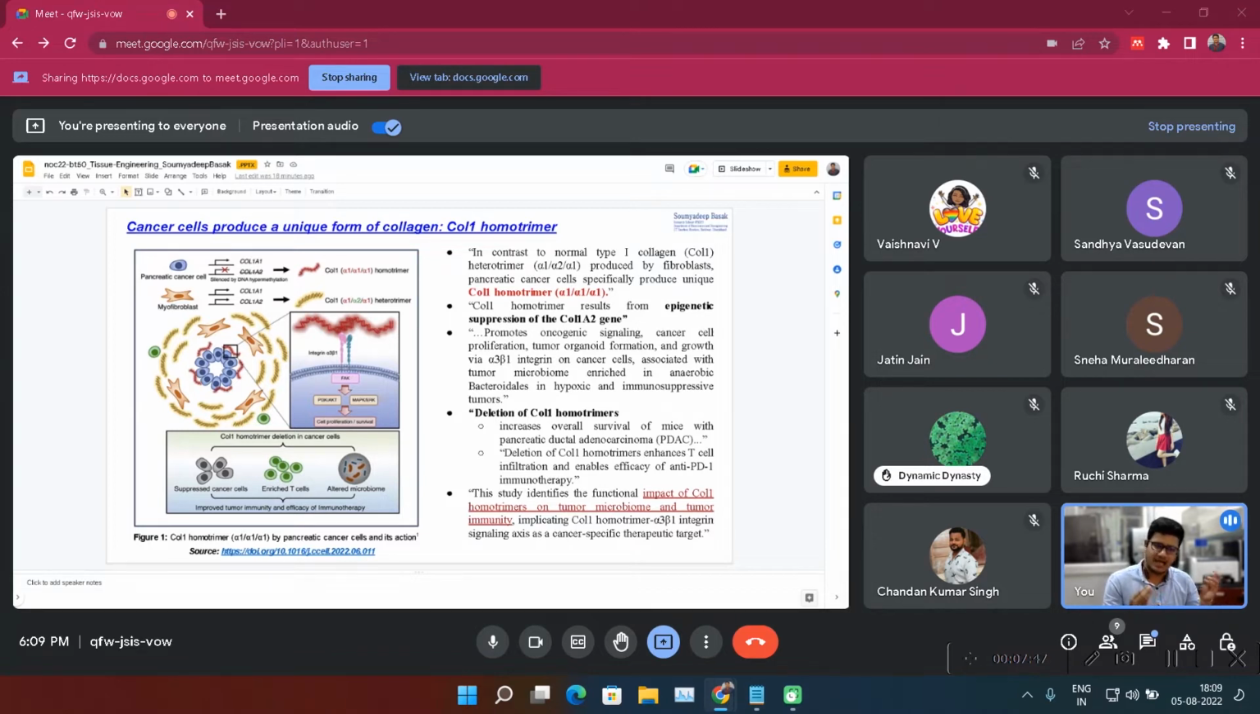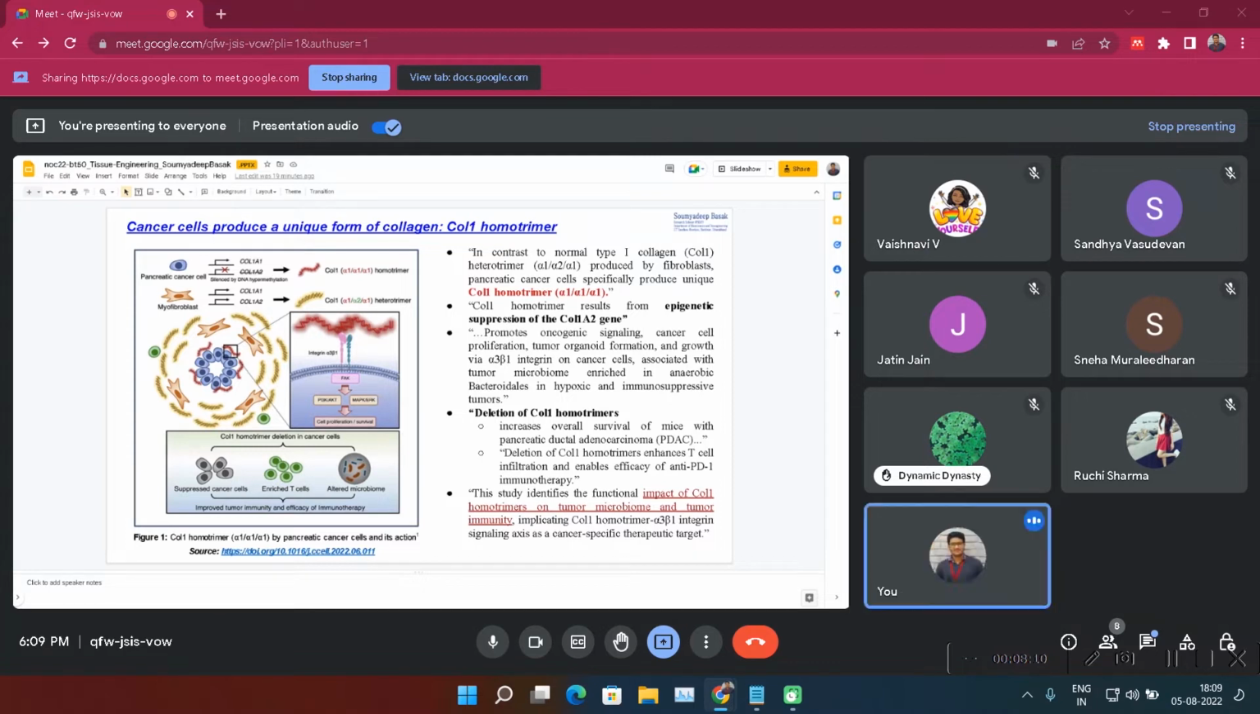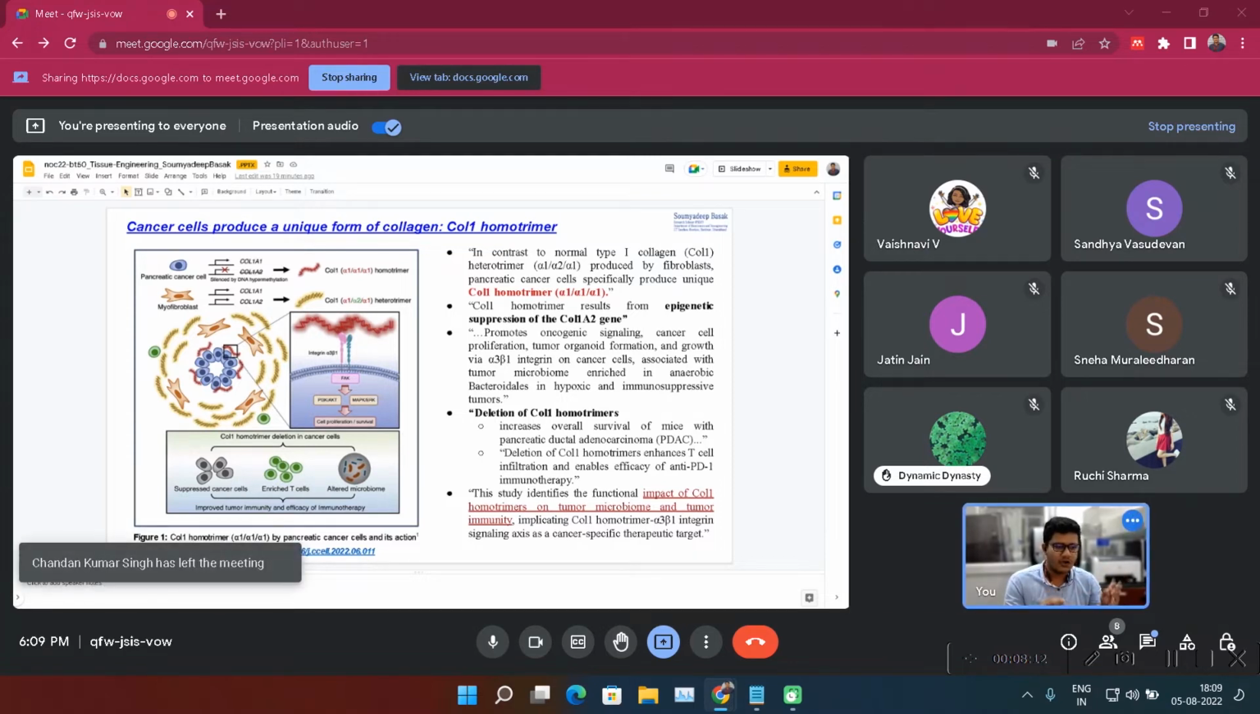So our form is like alpha 1, alpha 2, alpha 1. So it is a heterotrimeric form that we have in a normal cell. They have tried with the myofibroblast cells, used as a normal cell, and they have taken the pancreatic cancer cells and seen that the collagen type is different from the normal collagen type that is present. It is forming a collagen 1 homotrimer, where only the alpha 1 monomers are being used, forming a triple helical structure.